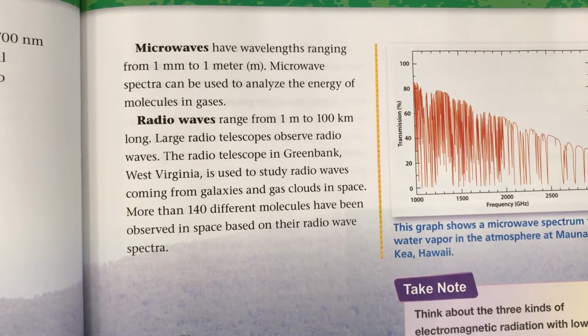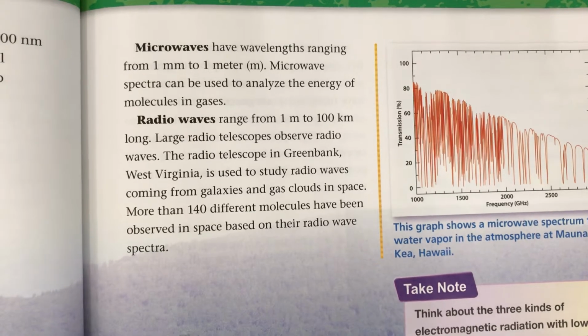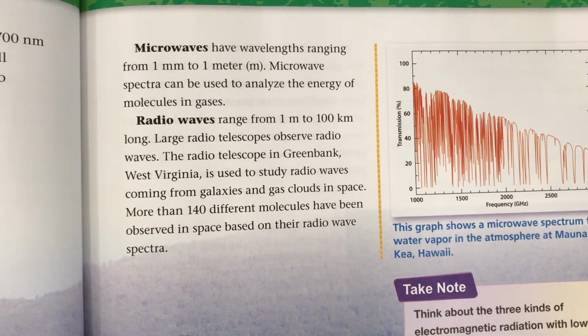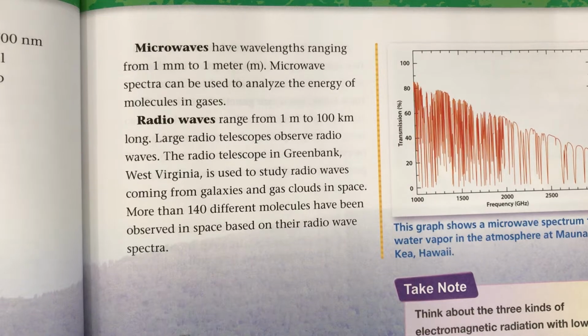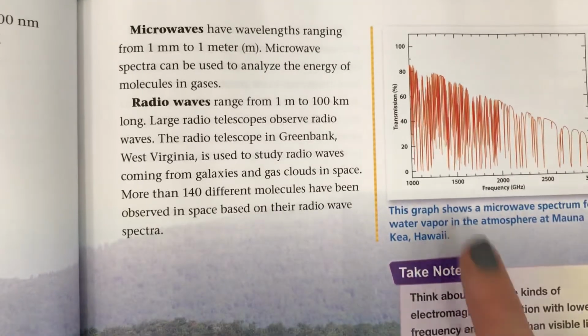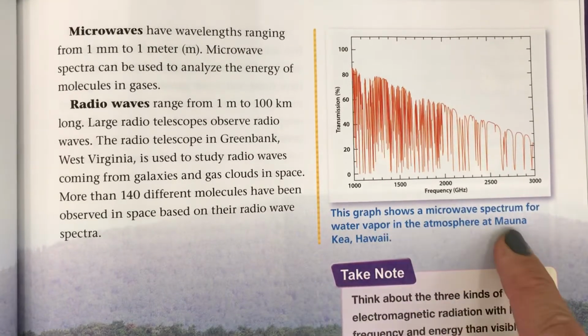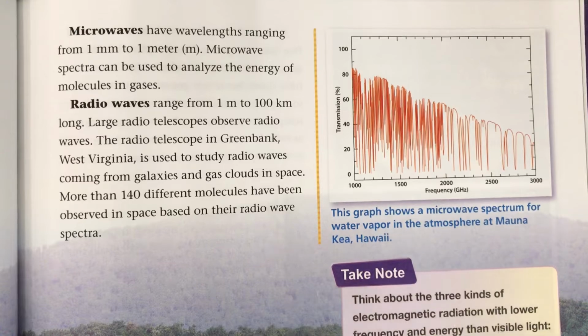Large radio telescopes observe radio waves. The radio telescope in Green Bank, West Virginia, is used to study radio waves coming from galaxies and gas clouds in space. More than 140 different molecules have been observed in space based on their radio wave spectra. This graph shows a microwave spectrum for water vapor in the atmosphere at Mauna Kea, Hawaii.